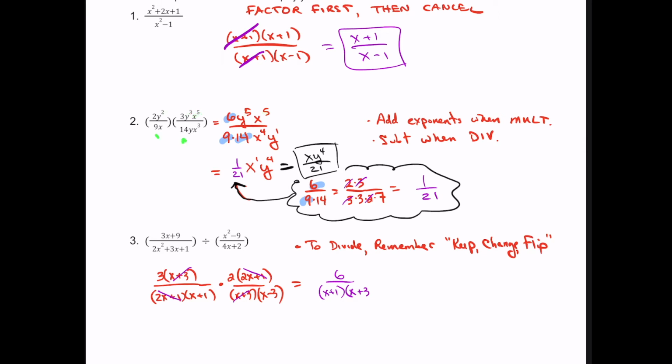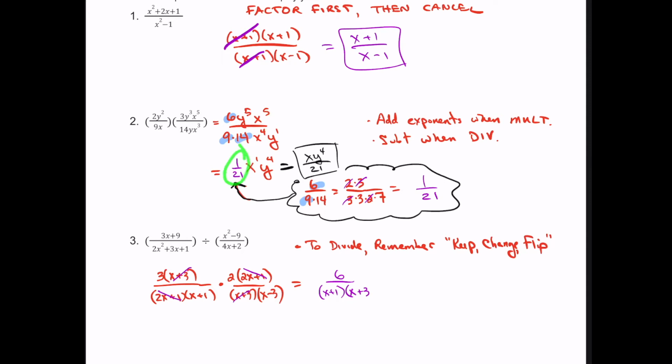9 times 14. So I didn't actually work that out for a reason you'll see here in a second. X to the third times x to the first. 3 plus 1 is 4, and then we had a y on the bottom. Now, when you divide powers, you subtract the exponents. So, for example, 5 minus 1 is how I got the 4 on the y, and 5 minus 4 is how I got the 1 on the x.